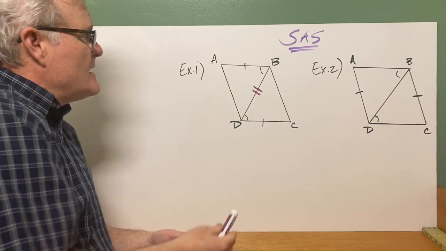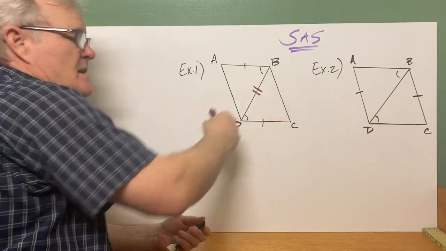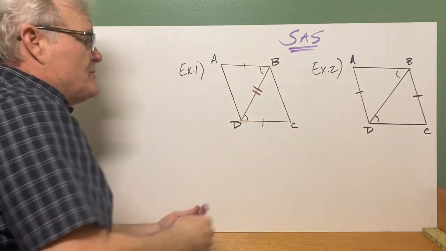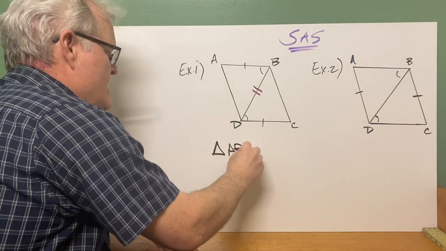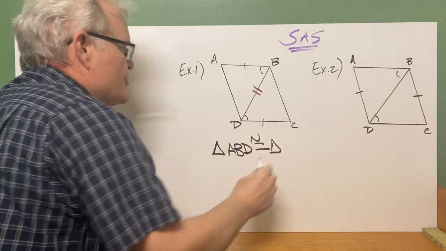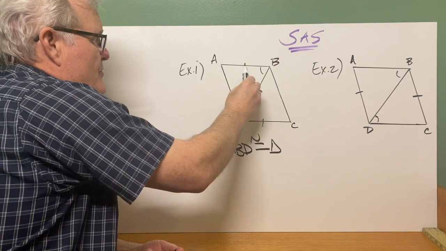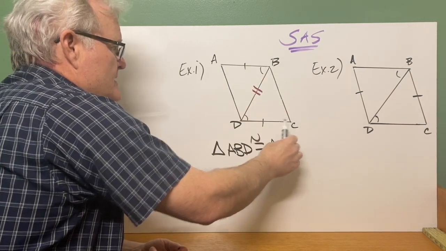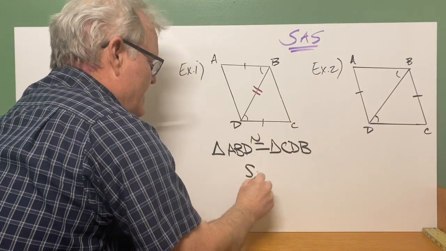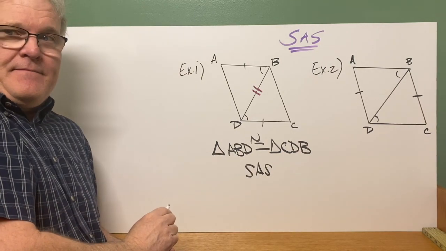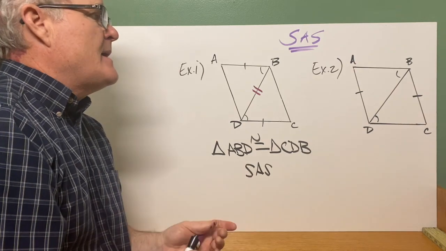Now, if we look at this, we have our side angle side. Notice again how this angle is in between these two sides, or included. This angle is included between those two sides. For this one, we would have triangle ABD congruent to triangle. Now you've got to get the right order. If I go A to B to D, notice I'm going through the 1 mark to the angle, so it would be congruent to triangle CDB by side angle side.